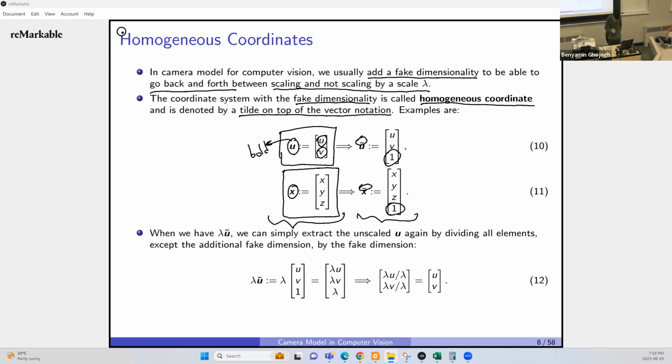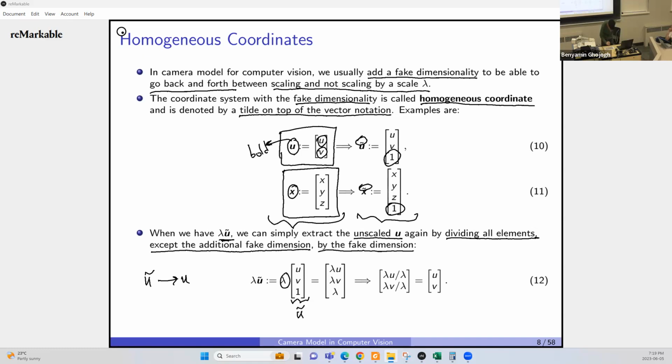When we have lambda u tilde, we can simply extract the unscaled u again by dividing all elements except the additional fake dimension by the fake dimension. So I want to go back and forth between the Cartesian coordinate system and the homogeneous coordinate system. So I have u tilde. I want to obtain u. So this is u tilde, right?